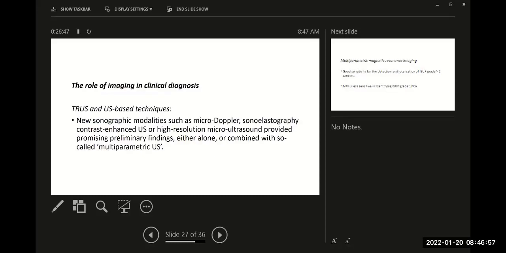So sorry, what are the findings of transrectal ultrasound in cases of CA prostate?